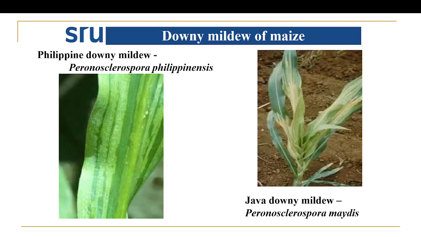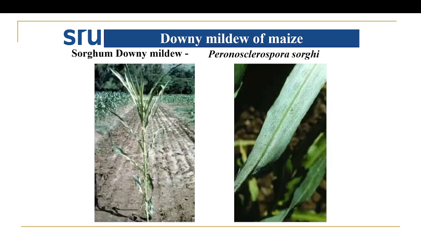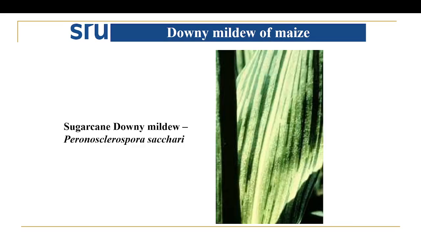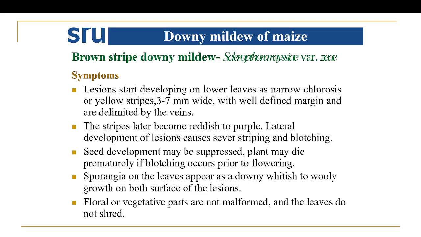So coming to other types of downy mildew, one is Philippines downy mildew, which is caused by Peronosclerospora philippinensis. Then Java downy mildew, which is caused by Peronosclerospora maydis. Then sorghum downy mildew, which is caused by Peronosclerospora sorghi. We already studied about this disease. Then sugarcane downy mildew, this is caused by Peronosclerospora sacchari.